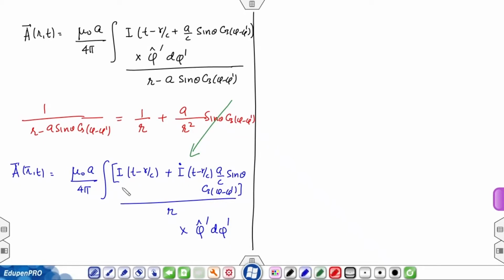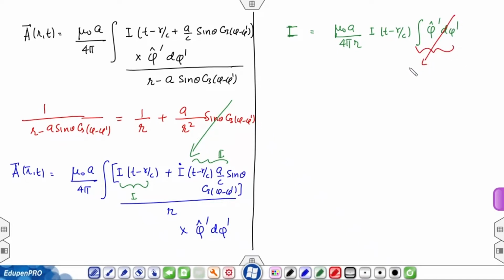So, I have two terms, the first term which is pure I and the second term which has İ. Let us look at the first term. The first term gives me μ₀a over 4πr times I at t minus r/c times the integral of the φ′ unit vector dφ′, and the φ′ unit vector dφ′ integrated over the loop is 0. So, the first term is 0. I am left with only the second term.